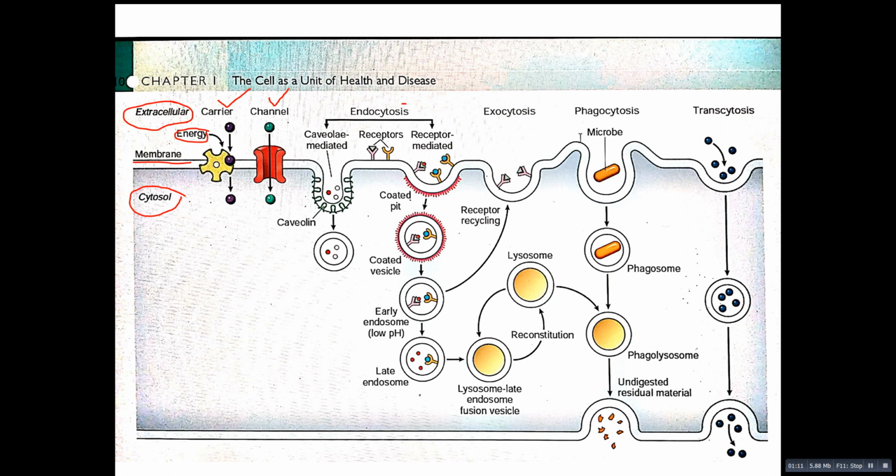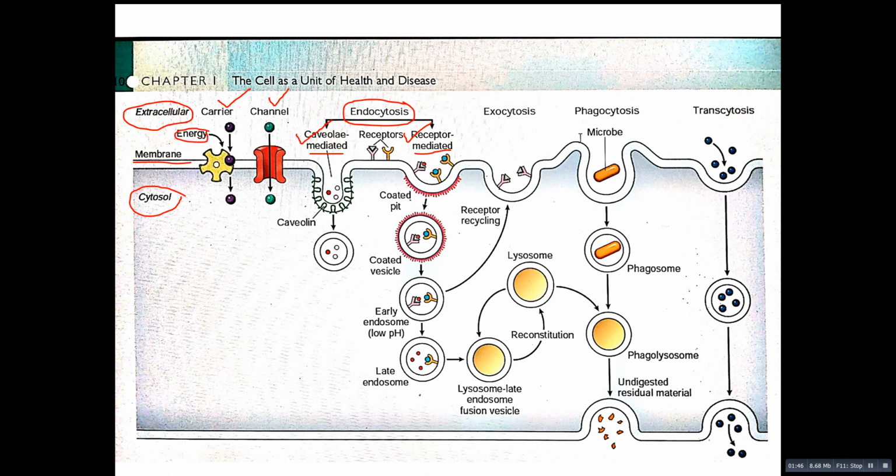Another process is known as endocytosis. Whenever a cell takes in any material, the process is called endocytosis. Now it can be of two types, either caveoli mediated or receptor mediated. Caveoli mediated, that is the first one, is actually for smaller molecules, whereas the receptor mediated one is for larger molecules. Again, we will discuss this in detail.